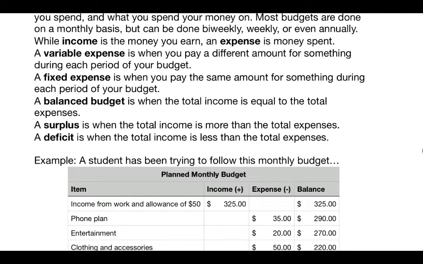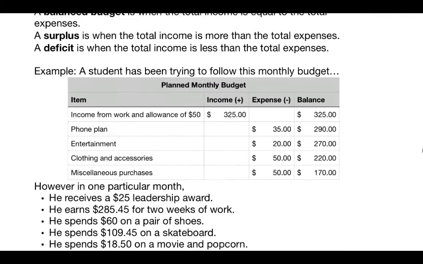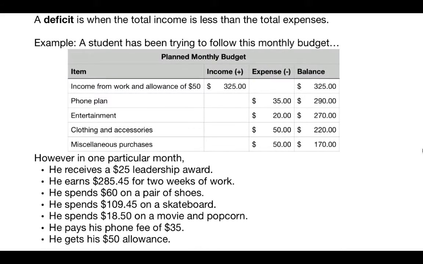Okay, now that you have some of the terminology, it should be easier to work through these examples. The first example we're looking at is a student who is trying to follow this monthly budget. They get paid at work, plus they get an allowance of $50, and the total of that is $325. Now, they have a phone plan, which is $35.